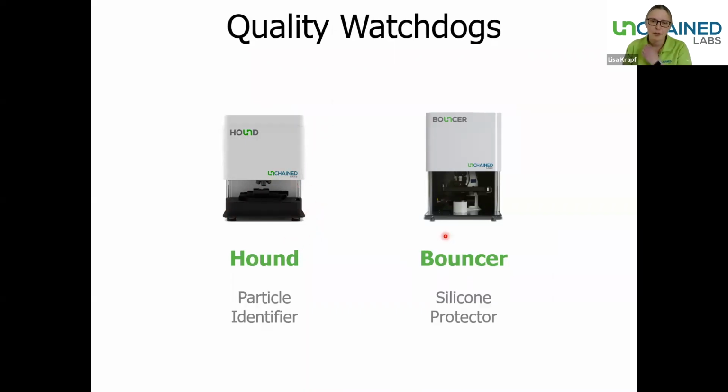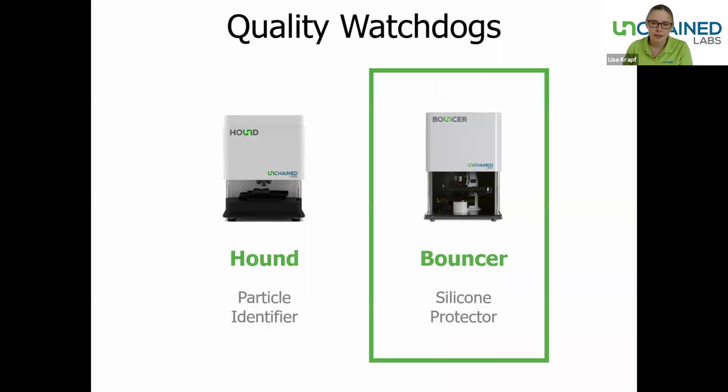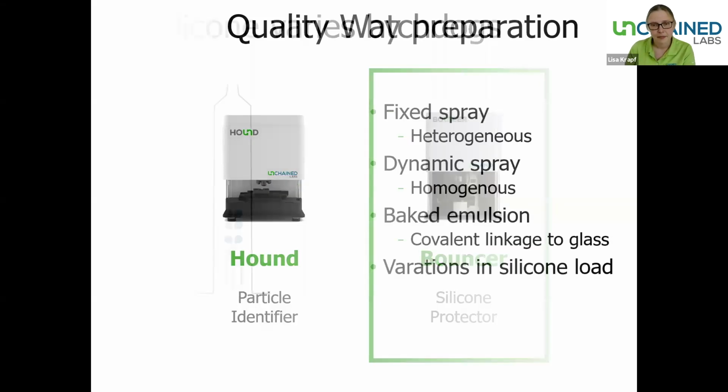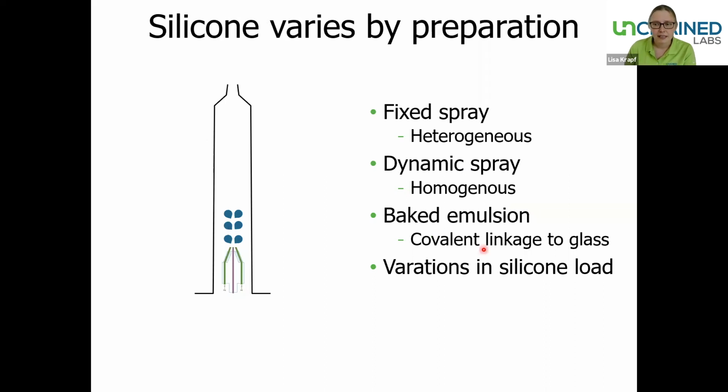Today, I'm going to talk about Bouncer, our system to quantify the siliconization of your samples in syringes, vials, or cartridges. Syringes, vials, and cartridges are siliconized using different methods that impact the distribution of silicone on the inner surface and, in the end, the performance and quality of the device.